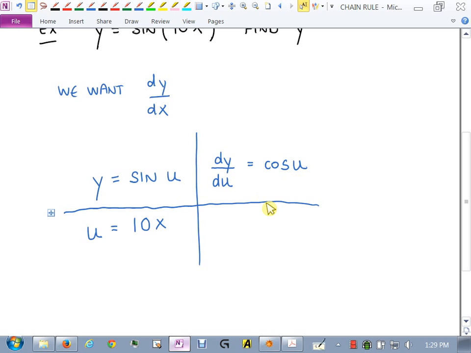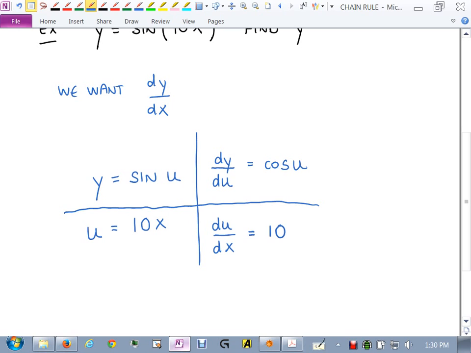Now we move to the next part of the table. I have u is equal to 10x. I'd like to take the derivative. So x is the variable here, right? So I'm going to write du dx. You follow? What's du dx? What's the derivative of u, treating x like the variable? So what's the derivative of 10x? 10. Okay. We're done with the actual derivative part of the problem.